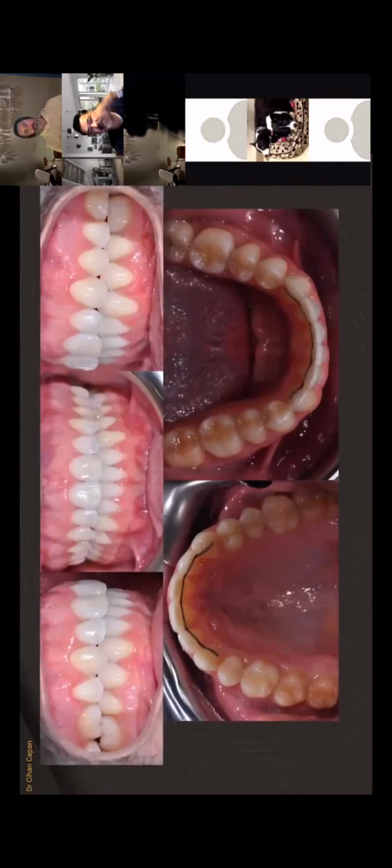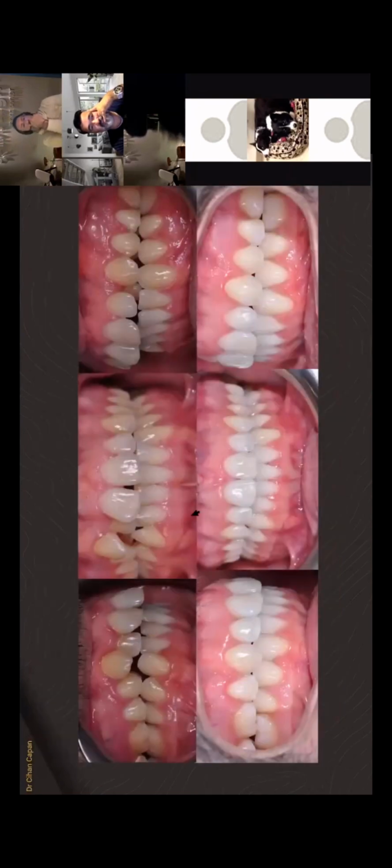And the final. You can see we have class 2 relationship on the molar. We have class 1 relationship on the right canine, perfectly matched midline, and class 1 relationship on the left side canine and molar. You can see how perfectly the upper aligns, and the lower one. Now the proclination of the lower is in a much better position.